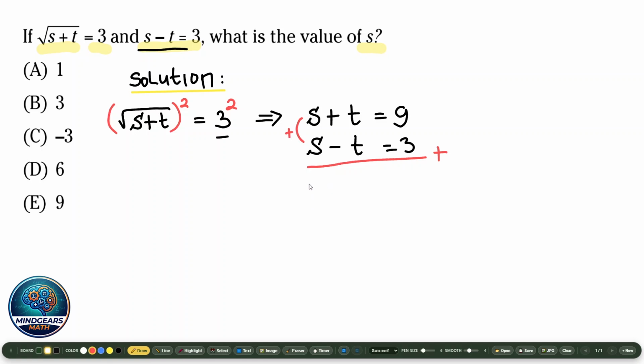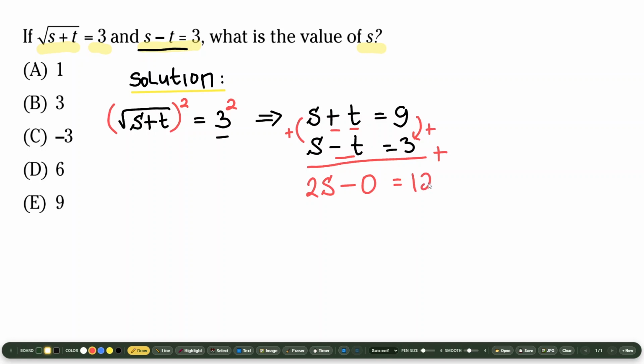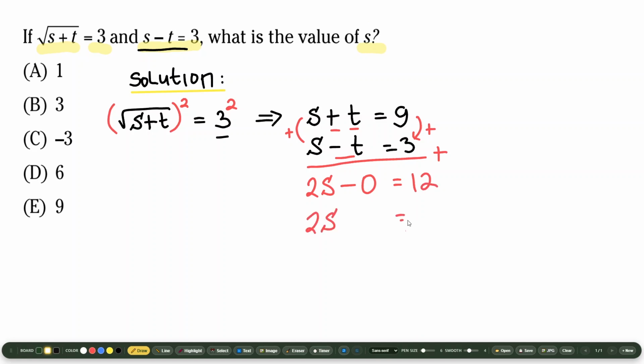So, s plus s gives us 2s, and 9 plus 3 gives us 12. That leaves us with the equation 2s equals 12. To isolate s, we just divide both sides by 2, and there it is, s equals 6. That corresponds to option D.